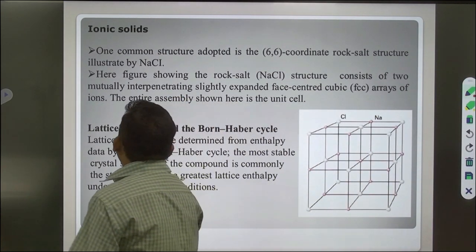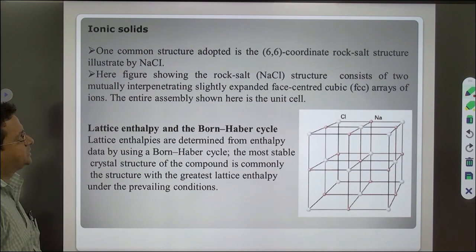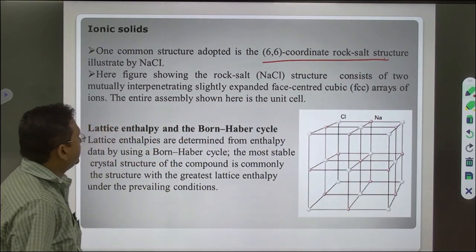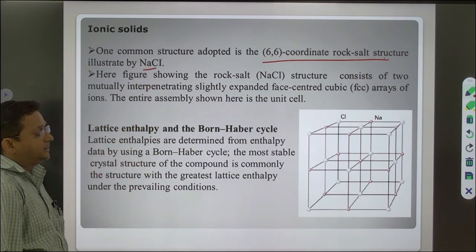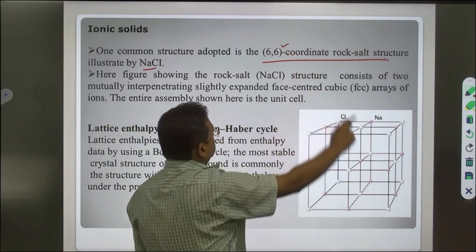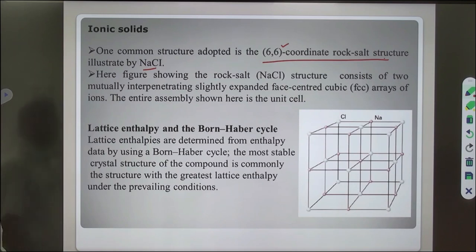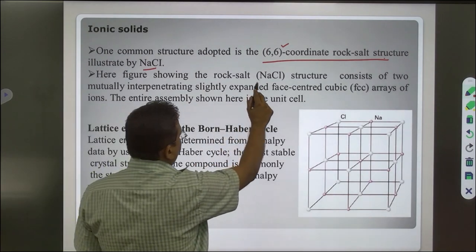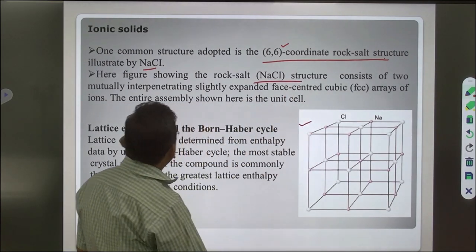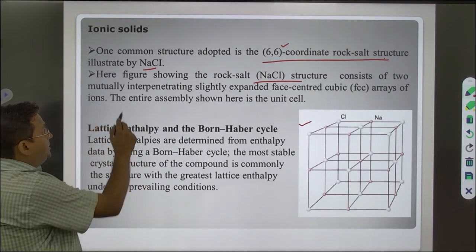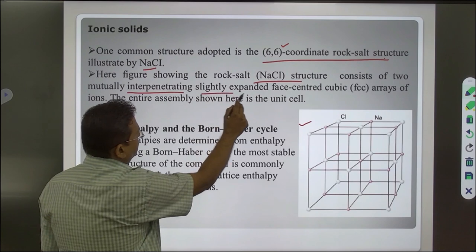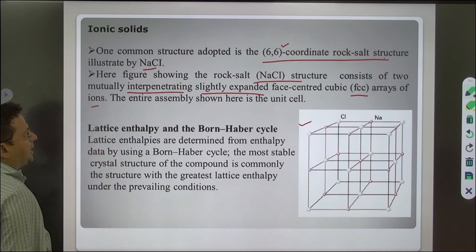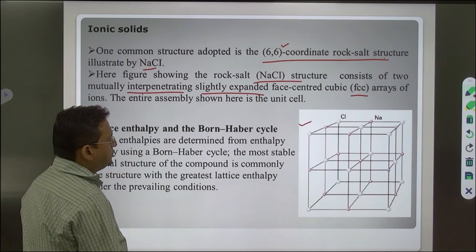Ionic solid. One common structure adopted is the 6-6 coordinate rock salt structure, illustrated by NaCl. This 6-6 coordinate rock salt is important to learn, because questions are asked. Here, the figure shows the rock salt NaCl structure, which consists of two mutually interpenetrating, slightly expanded, face-centered cubic (FCC) arrays of ions. Either assembly shown here is a unit cell.